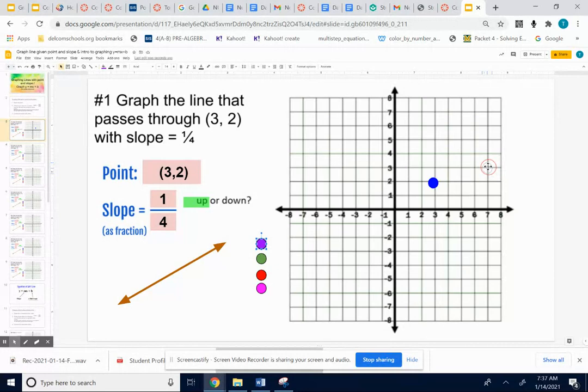Drop the point. You really only need 2 points to draw a line. You could do more if you wanted. You can't get off the graph, but you could go down 1, left 4, keeping the same pattern. But anyway, you have at least 2 points. Just take your line.